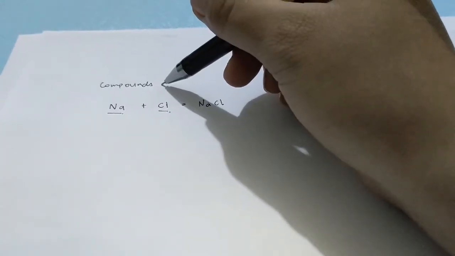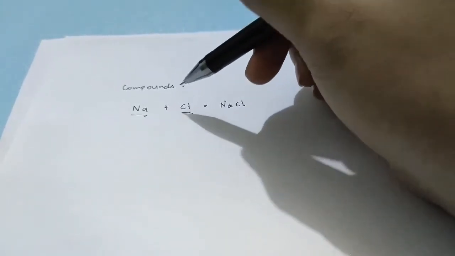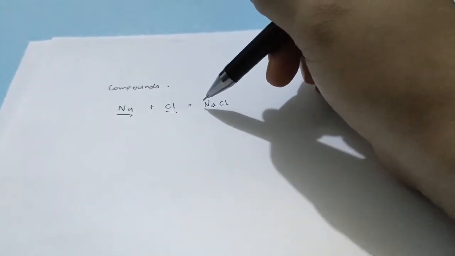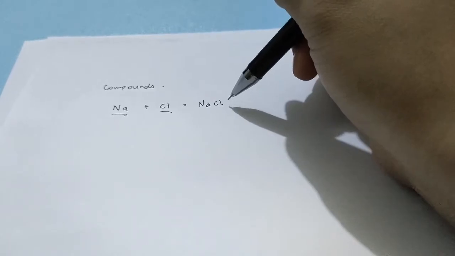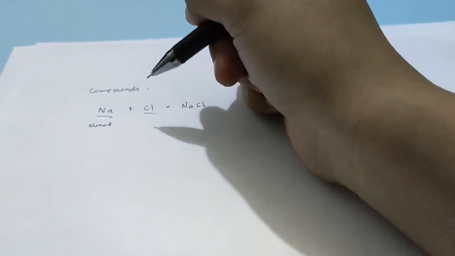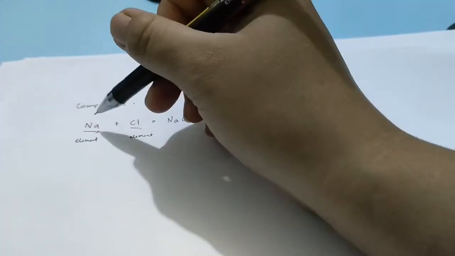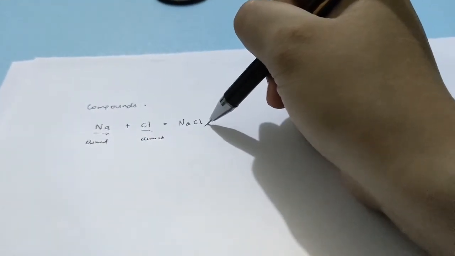Here is the example of compounds. This one is sodium bonds with chlorine. It will yield sodium chloride. Bakit ito naging compounds? Kasi ang sodium ay isang uri ng element, ang chlorine ay isang uri din ng element. Since magkaibang uri sila ng element, yan ay magiging compound.